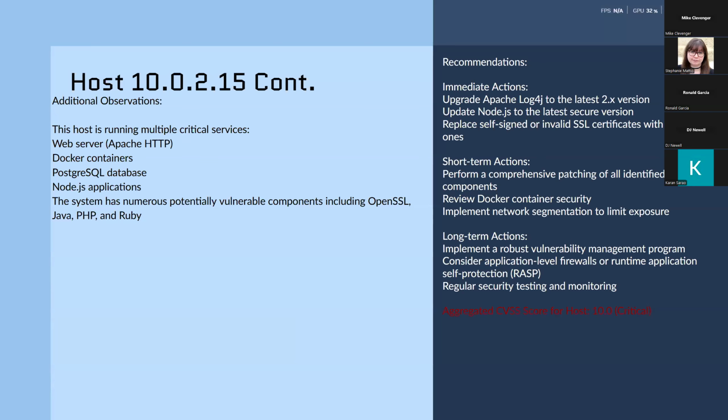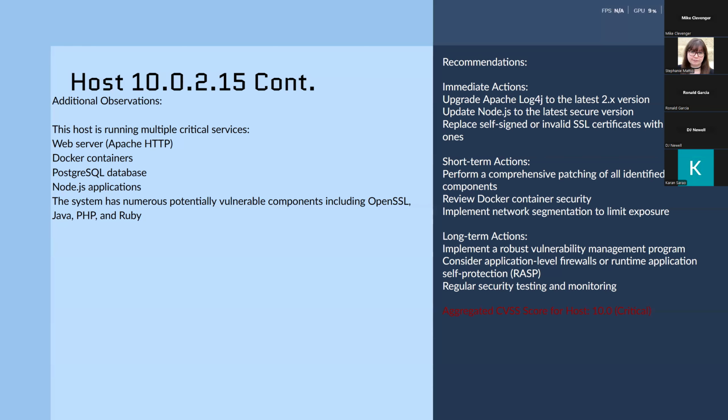For our recommendations and immediate actions, we would recommend upgrading Apache Log4j to the latest 2.x version, update Node.js to the latest secure version, and replace any self-signed or invalid SSL certificates with trusted ones. Short-term actions, we're going to perform a comprehensive patching of all identified vulnerable components, review Docker container security, and implement network segmentation to limit exposure.